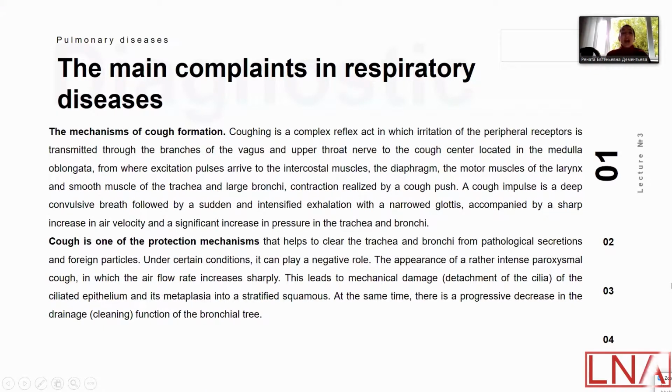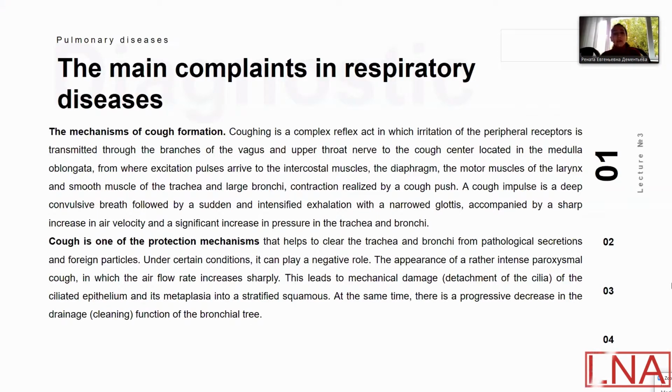The mechanism of cough formation. Coughing, in fact, we can define as a complex reflex act in which irritation of the peripheral receptors is transmitted through the branches of the vagus and superior laryngeal nerve to the cough center located in the medulla oblongata. From there, excitation impulses arrive at the intercostal muscles, the diaphragm, the motor muscles of the larynx, and the smooth muscles of the trachea and large bronchi. Their contraction produces a cough push.